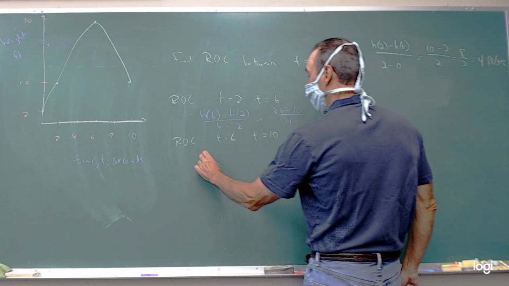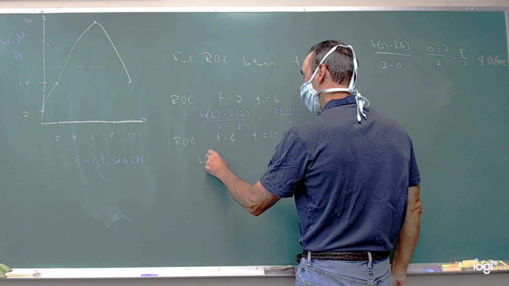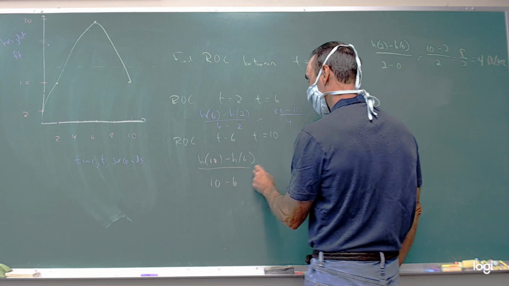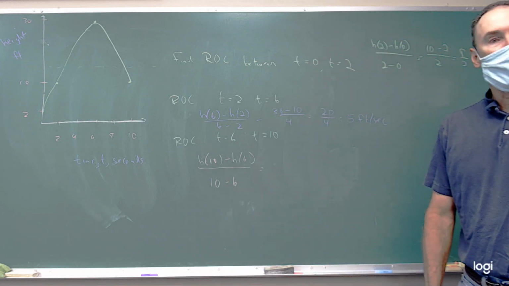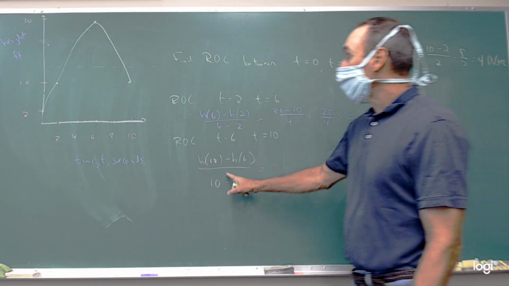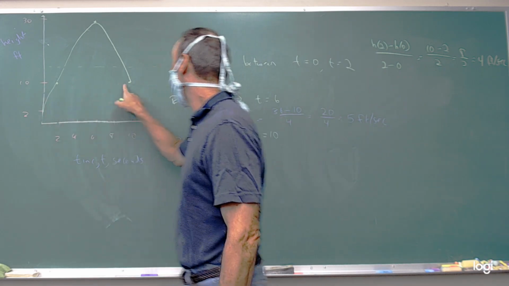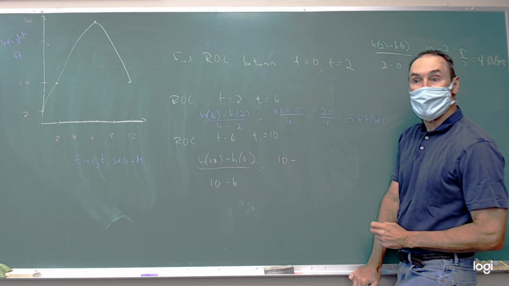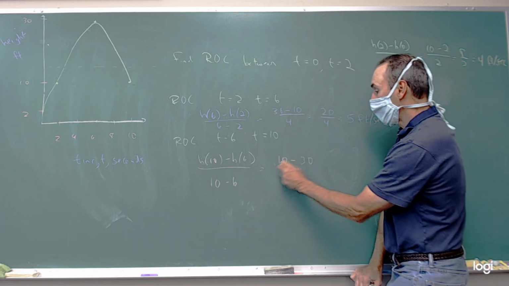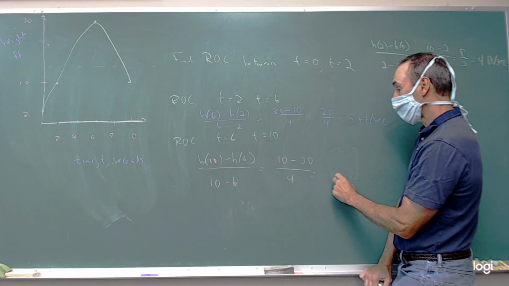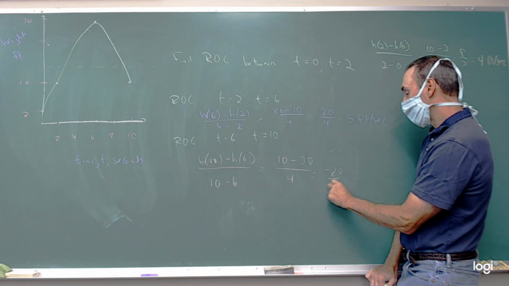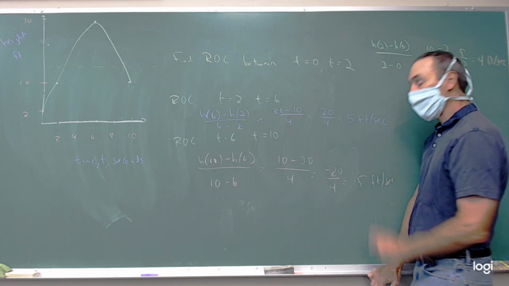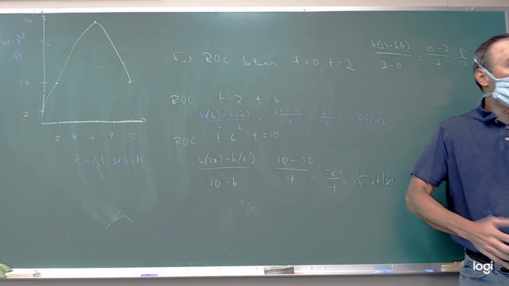So last one, I'm going to go h of 10 minus h of 6 all over 10 minus 6. You okay with that? H of 10 is going to be how much? 10. And h of 6 we said was 30. And 10 minus 6 I think is 4. So we get a negative 20 over 4. And that's a negative 5 feet per second. So an average rate of change can be negative. It could be 0 also.